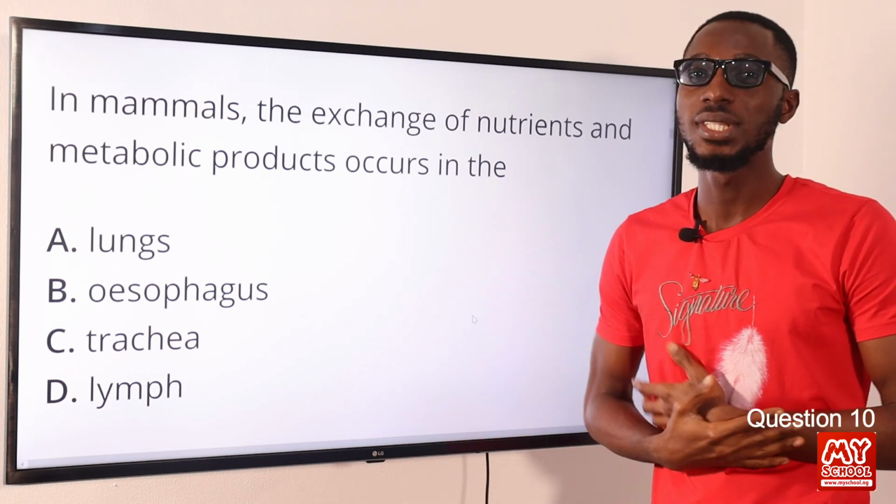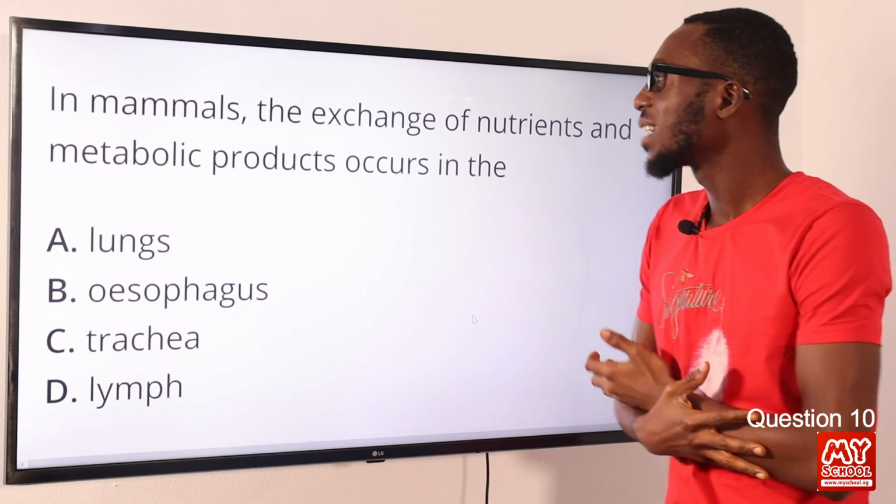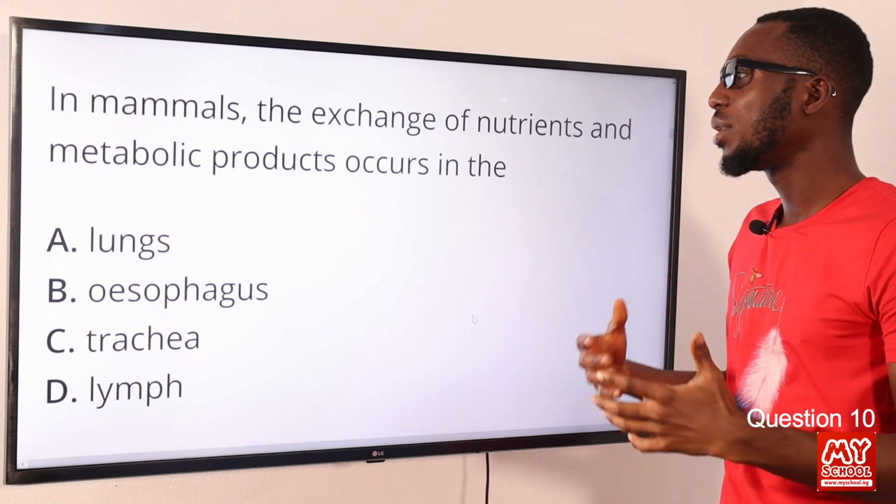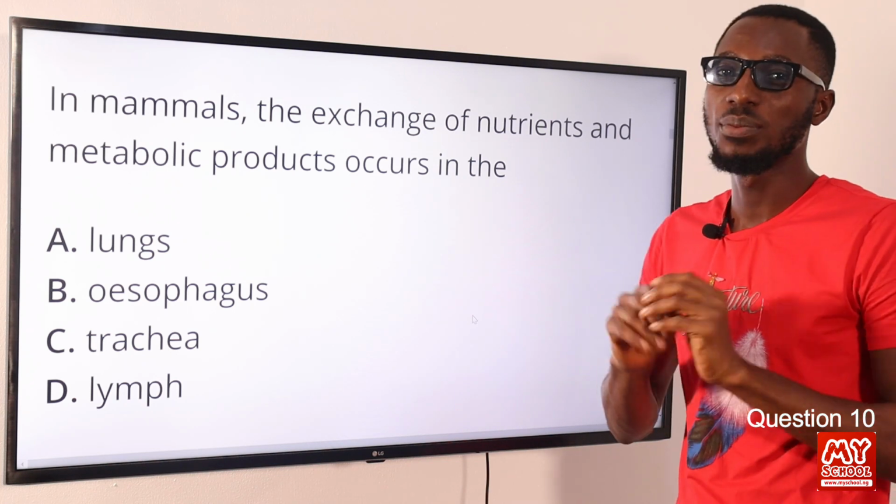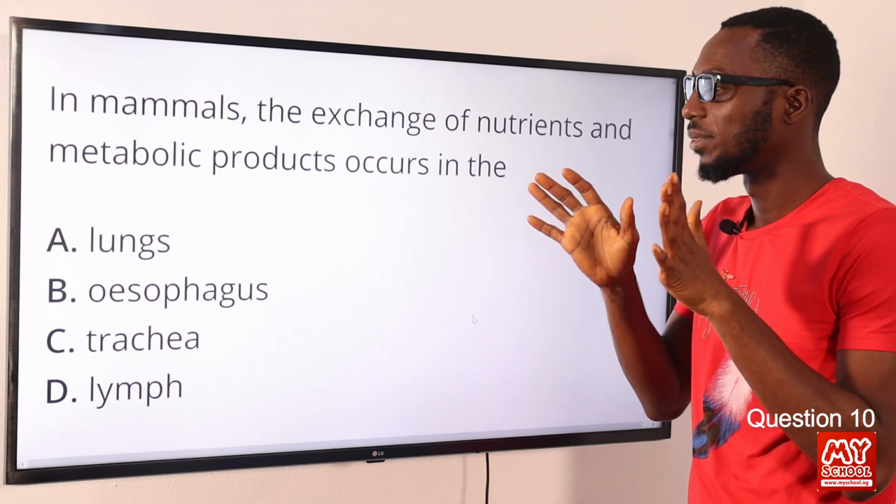So join me as we solve question 10. In mammals, the exchange of nutrients and metabolic products occurs in the where? So take this at first.